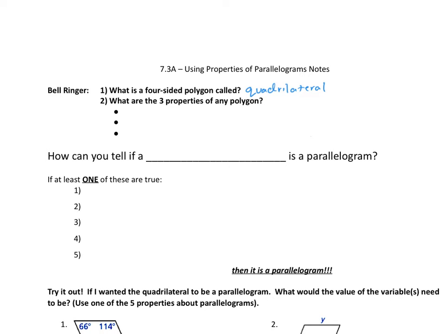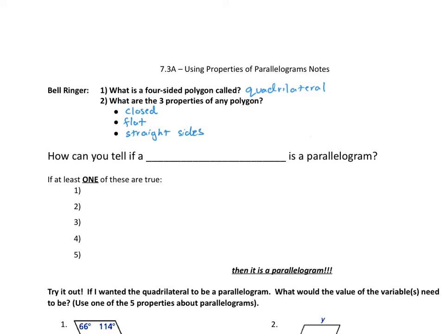And what are the three properties of any polygon? Well, it has to be closed, and it has to be flat, and also the sides have to be straight. Let's just say straight sides.